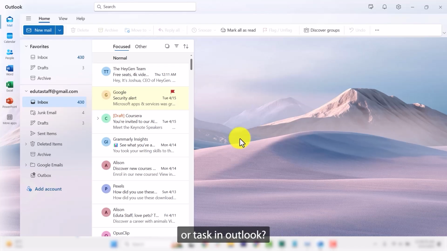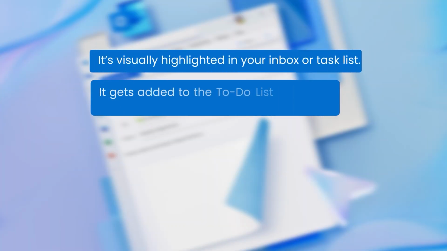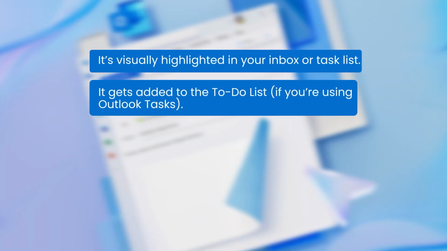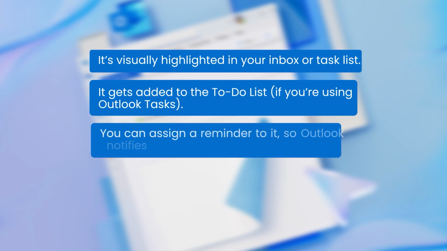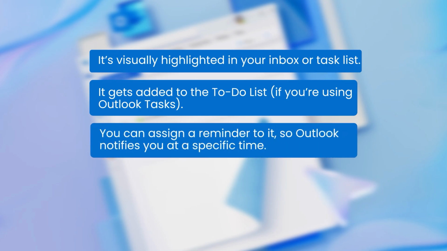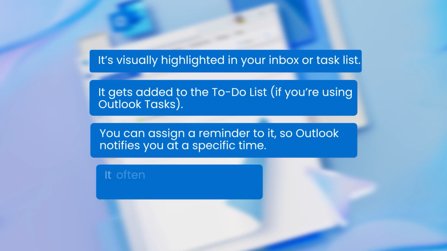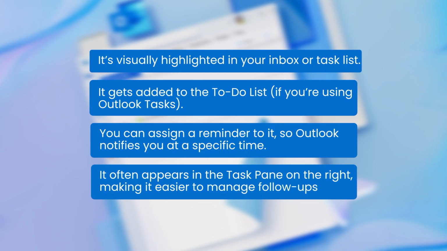What does a flag do? When you flag an email or task in Outlook, it's visually highlighted in your inbox or task list. It gets added to the to-do list if you are using Outlook tasks. You can assign a reminder to it so Outlook notifies you at a specific time. It often appears in the task pane on the right side, making it easier to manage follow-ups.